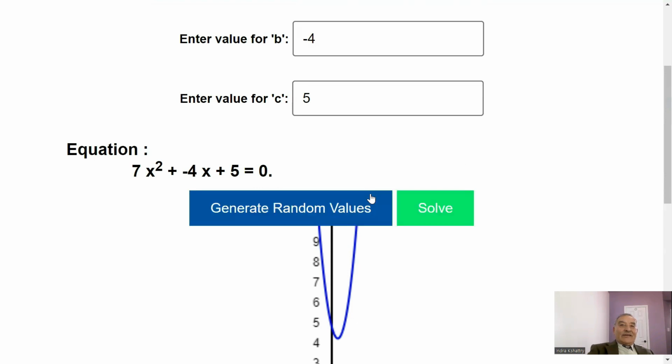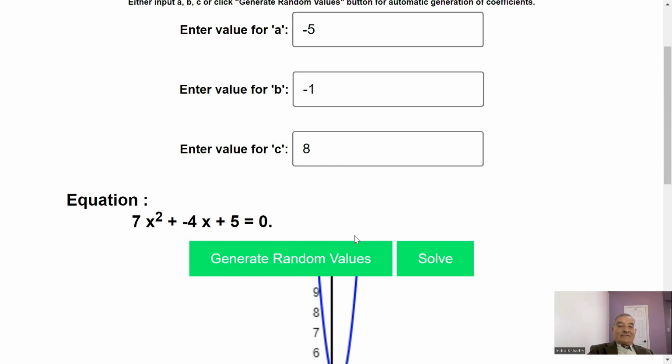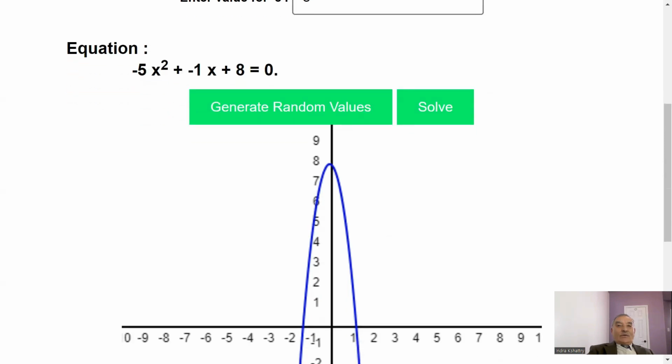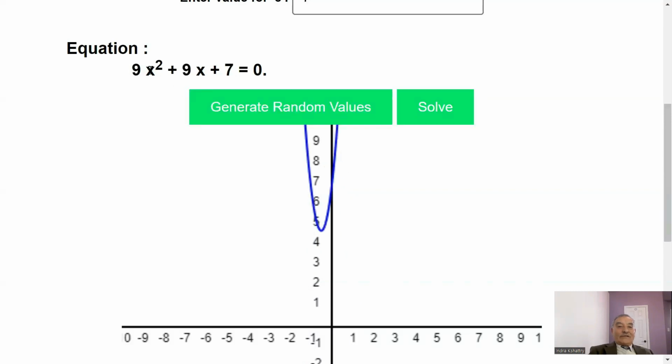Now let's play with the generation of random coefficients. Let's click this button that generates random values and then solve. Here you have this equation corresponding to these coefficients and this parabola here. One important point to mention here: if the coefficient of x square is positive, the parabola opens up. If it is negative, it opens down. Since this is negative 5, it is opening down. You see that this coefficient is positive, so the parabola opens up.